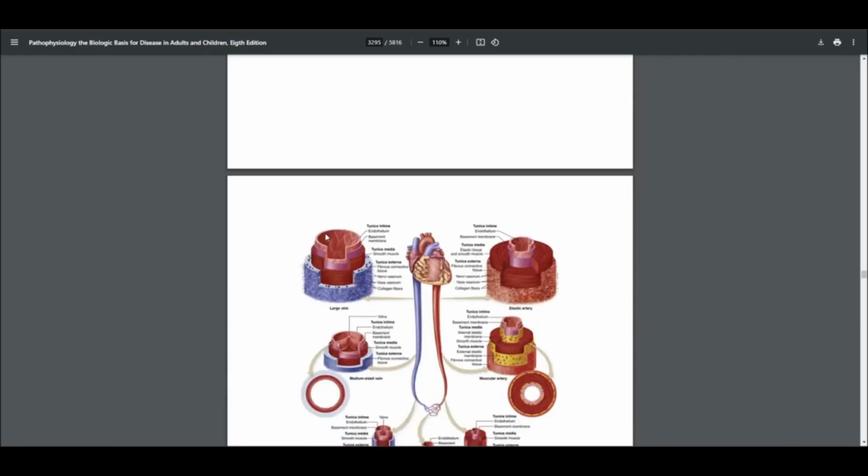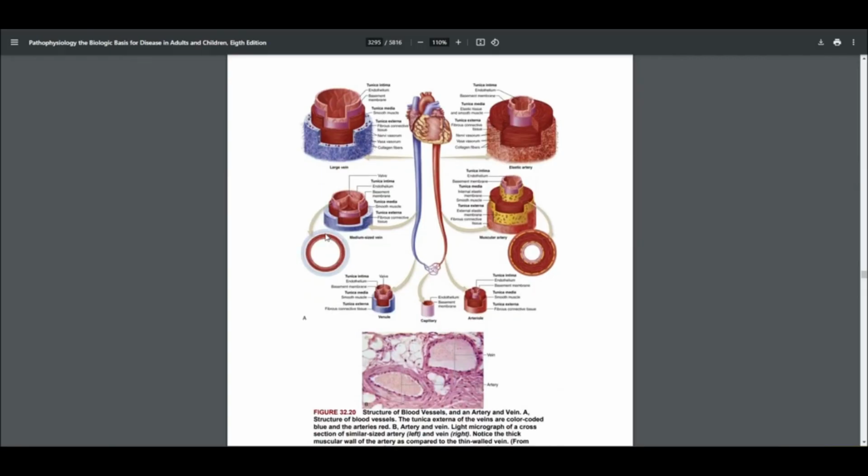So here we're looking at the internal, the medial, and the external layers, both in large veins and arteries, and then as well as in a medium-sized vein or muscular artery, and then also in the arteriole or venule or capillary where they interchange.